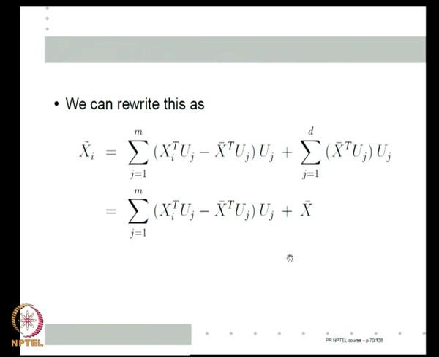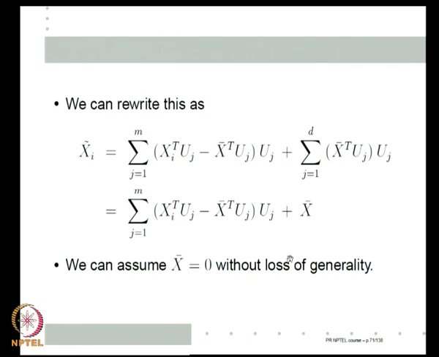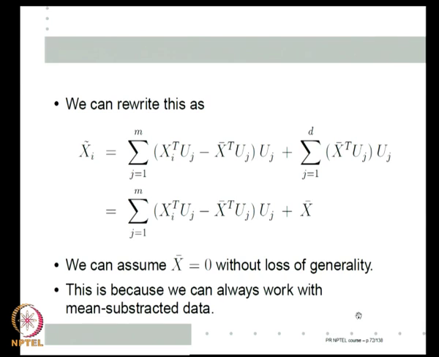Writing like this is nice, because if I assume x bar to be 0, then xi tilde is simply the sum of xi transpose uj times uj, for the first m components. Essentially, the first m components in the coordinate system of the eigenvectors. So, instead of my original coordinate system, I now represent my data in the coordinate axes of the eigenvectors and then take the first m components. The extra terms here come only to take care of the bias, that means the non-zero mean of the data, and this never causes any problem, because you can always work with mean subtracted data.